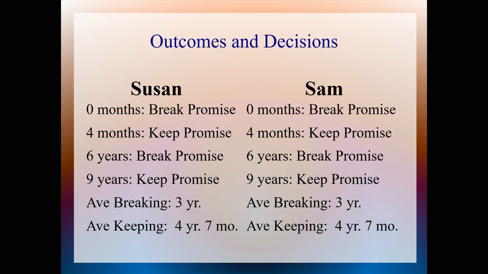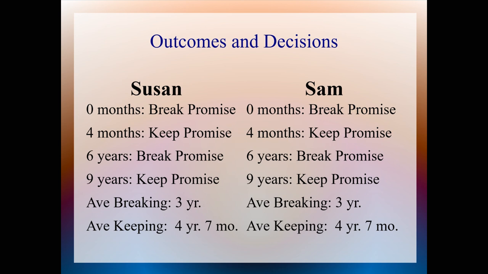And if they're both rational egoists, then both Susan and Sam will rat on each other, which means they will both get 6 years in prison, getting the third best option, and not the second best option. If they could just trust each other and keep their promise, then they would both go home in 4 months rather than 6 years. So this is what's known as the prisoner's dilemma here.